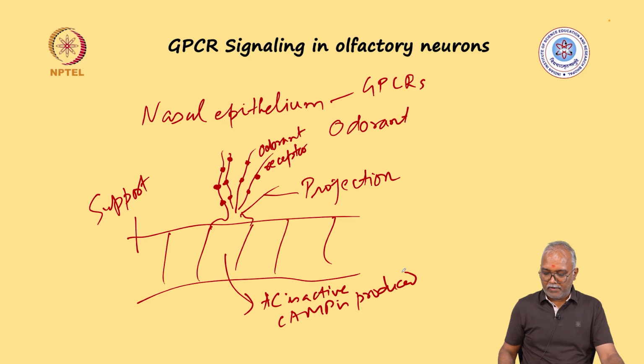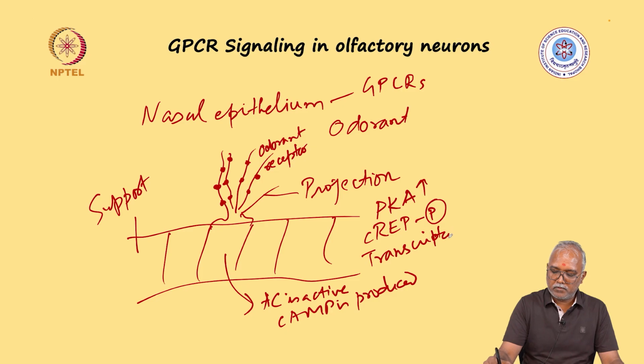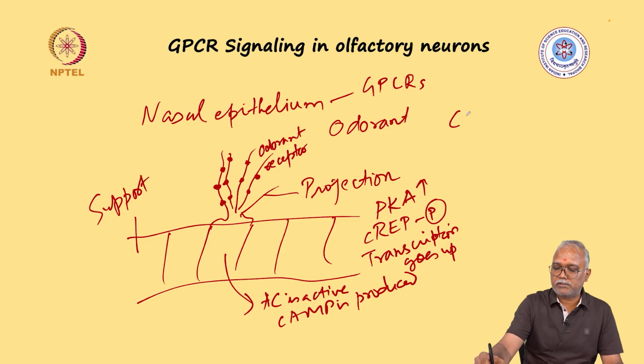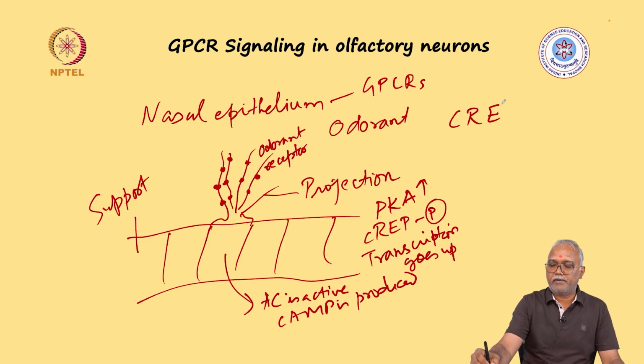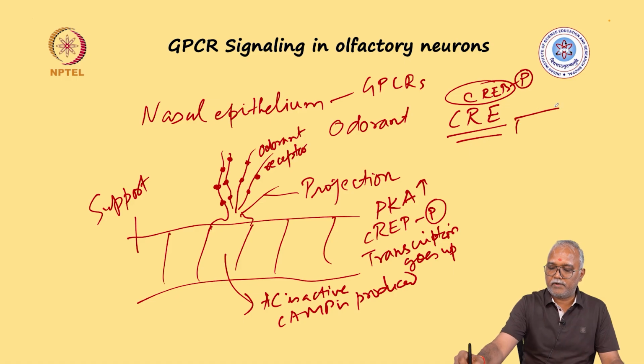And what will eventually happen because of this odorant which has bound and cyclic AMP has been produced, PKA is active, CREB is phosphorylated, transcription goes up. Downstream of CRE, the cyclic AMP response element, this is where CREB will bind and activate transcription.